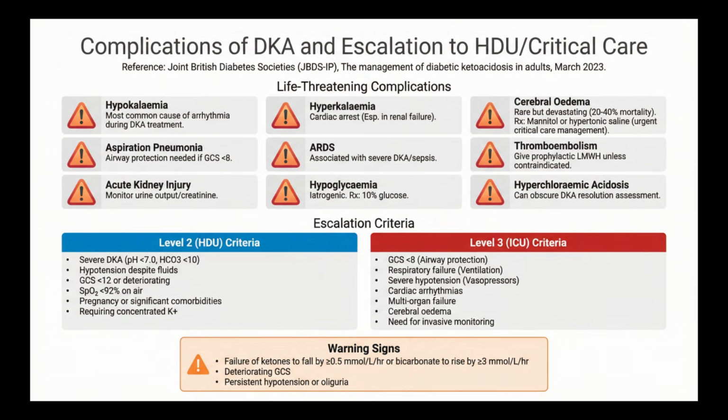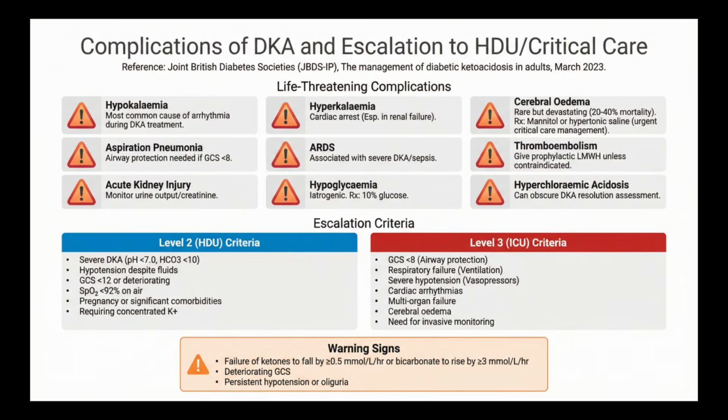Acute kidney injury is common, so urine output and creatinine must be closely monitored. Severe DKA or sepsis may precipitate ARDS. Treatment itself can cause hypoglycemia, which is managed with intravenous 10% glucose. There is also a prothrombotic state, so prophylactic low molecular weight heparin should be given unless contraindicated. Large volumes of saline may produce hyperchloremic acidosis, which can mask biochemical resolution.